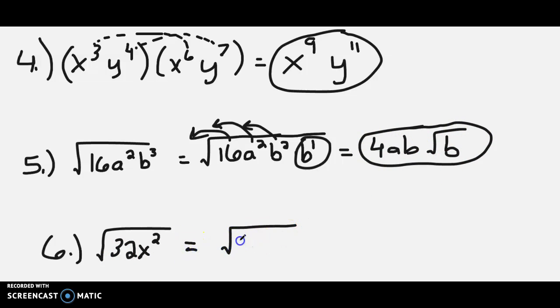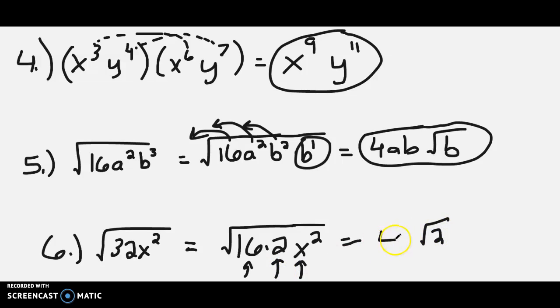However, it breaks down into 16 times 2. See, we want to break a number down into factors, and one of the factors should be as big a perfect square as possible. We can take the square root of the 16. We can take the square root of the x squared. But the 2 here is going to stay put. Square root of 2. We're going to have 4x outside of the radical.